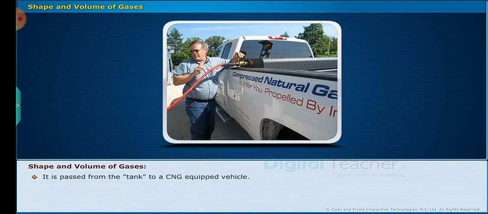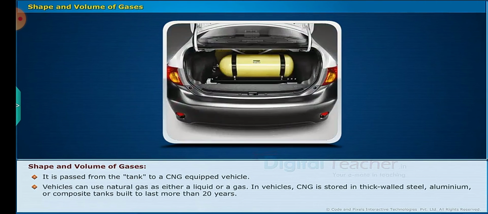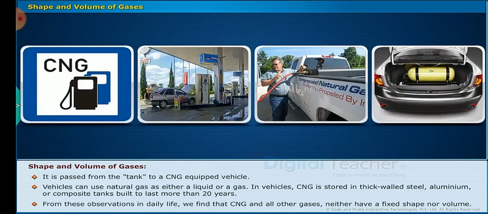It is passed from the tank to a CNG-equipped vehicle. Vehicles can use natural gas as either a liquid or a gas. In vehicles, CNG is stored in thick-walled steel, aluminum or composite tanks built to last more than 20 years. From these observations in daily life, we find that CNG and all other gases neither have a fixed shape nor volume.